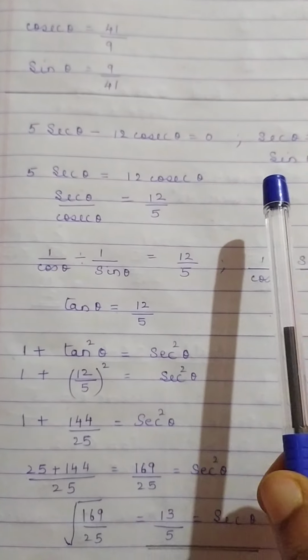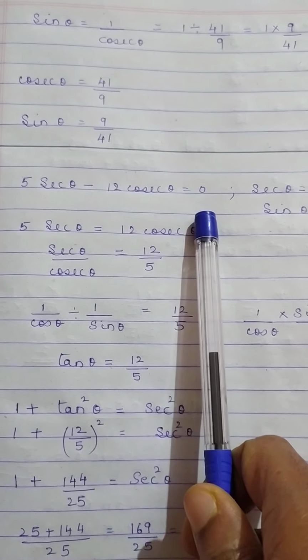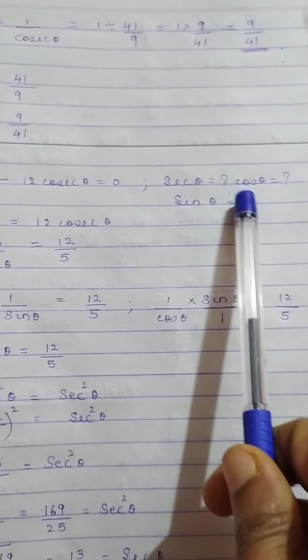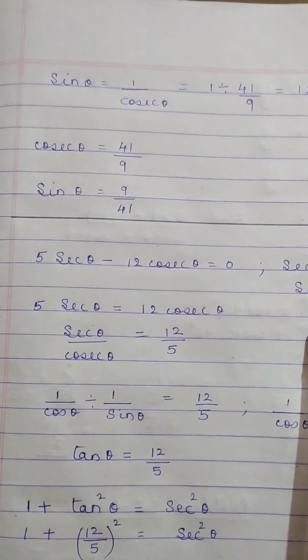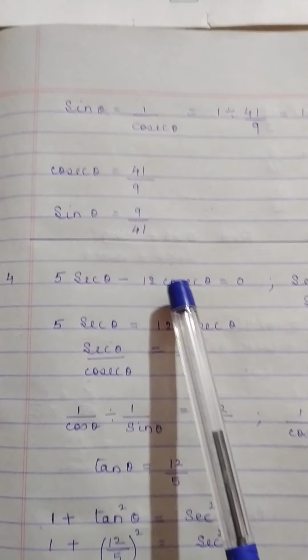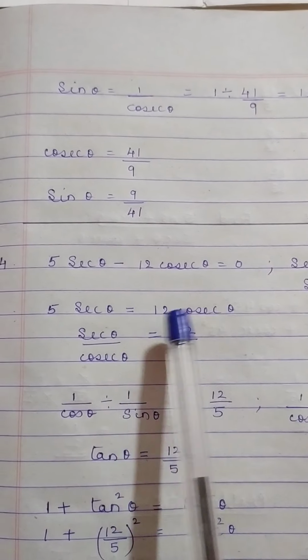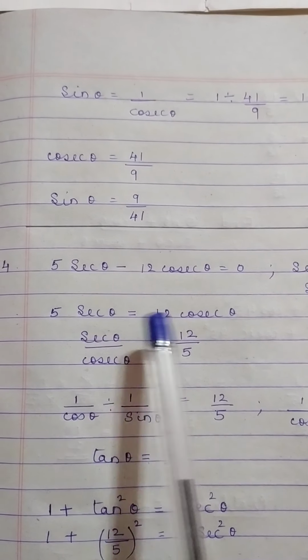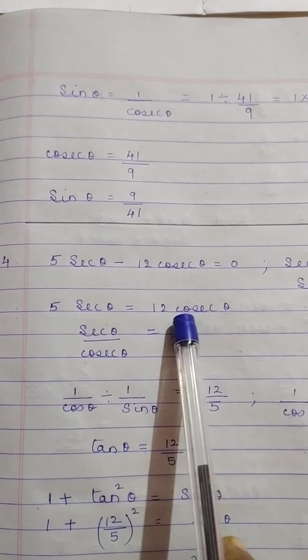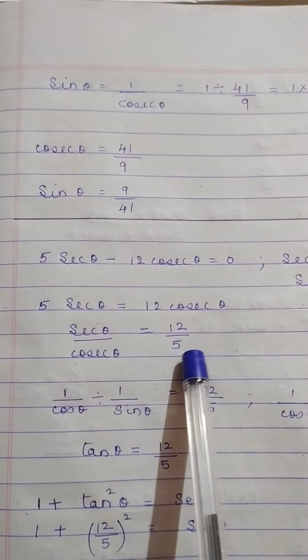Question number 4 says, if 5 sec theta minus 12 cosec theta equal to 0, find the values of sec theta, cos theta and sin theta. Now what you do is, 5 sec theta, now this minus 12 cosec theta, take it to the other side of equal to. So it becomes 5 sec theta equal to 12 cosec theta. Sec theta upon cosec theta. That means I am getting this cosec theta below this. It is equal to 12 upon 5.